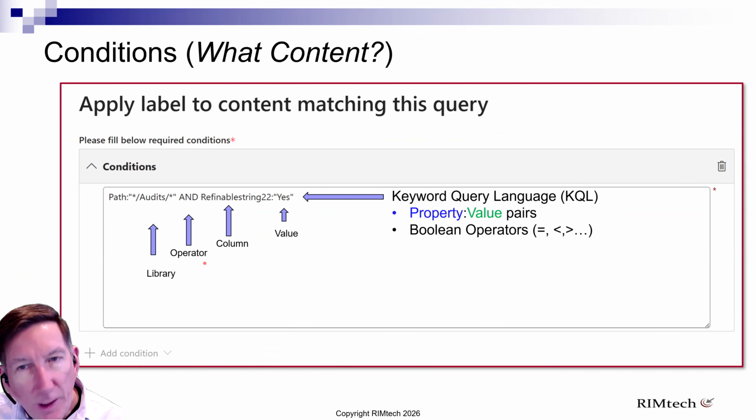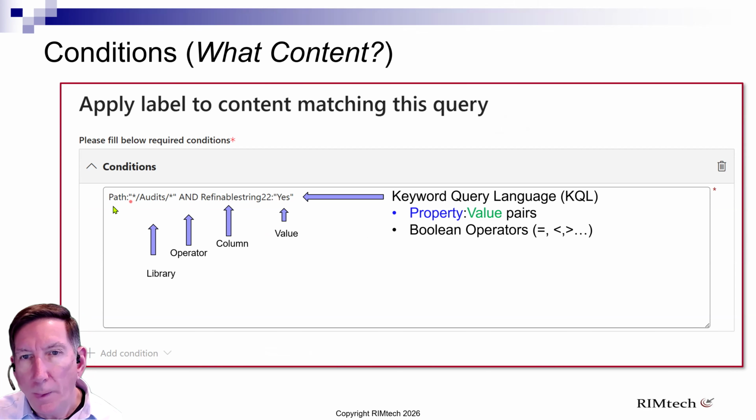Now, here's where you specify the actual guts of the rule, which is called a condition, okay? The condition says, what content are you talking about? Which content in SharePoint am I going to put this label on? Well, the condition specifies that content. And here, what I want is one that says the library name equals audits, and the field final report, the column final report, contains yes. That's the content I'm pointing to. It'll hopefully only be one document. It could be more than one, but this is a very specific requirement I have, right?